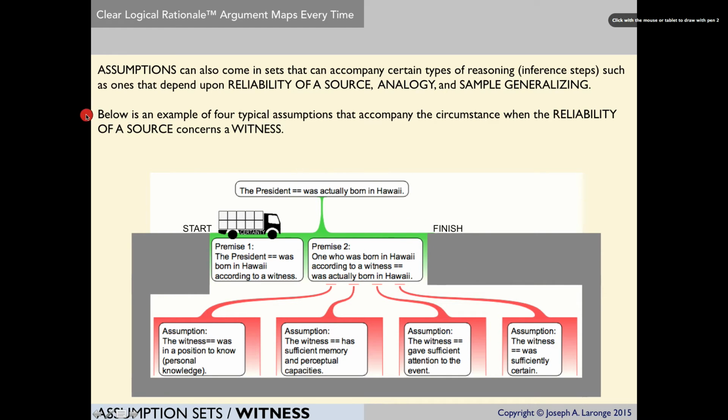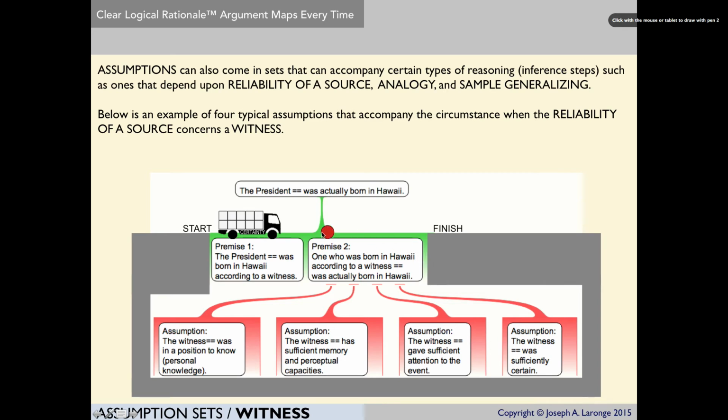Here, below is an example of 4 typical assumptions that accompany the circumstance when the reliability of a source concerns a witness. So here we have the contention: the president was actually born in Hawaii. And premise 1 is the president was born in Hawaii according to a witness. Premise 2 is one who was born in Hawaii according to a witness was actually born in Hawaii. So by class inclusion transitivity, the president was actually born in Hawaii.